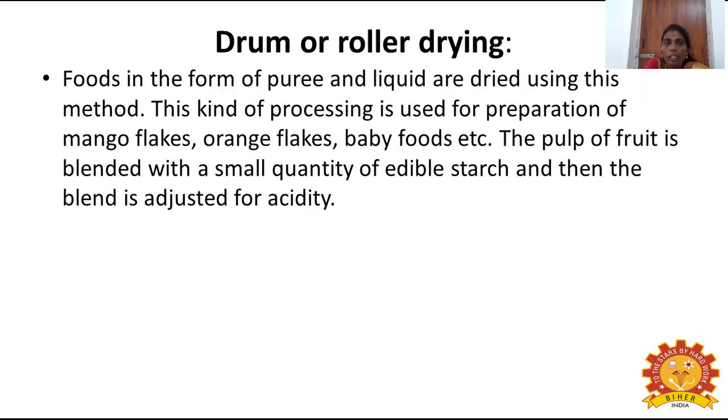And drum or roller drying. Foods in the form of puree and liquid are dried using this method, such as orange flakes, baby foods, etc. The pulp of fruits is blended with a small quantity of edible starch, and then the blend is adjusted for the acidity.